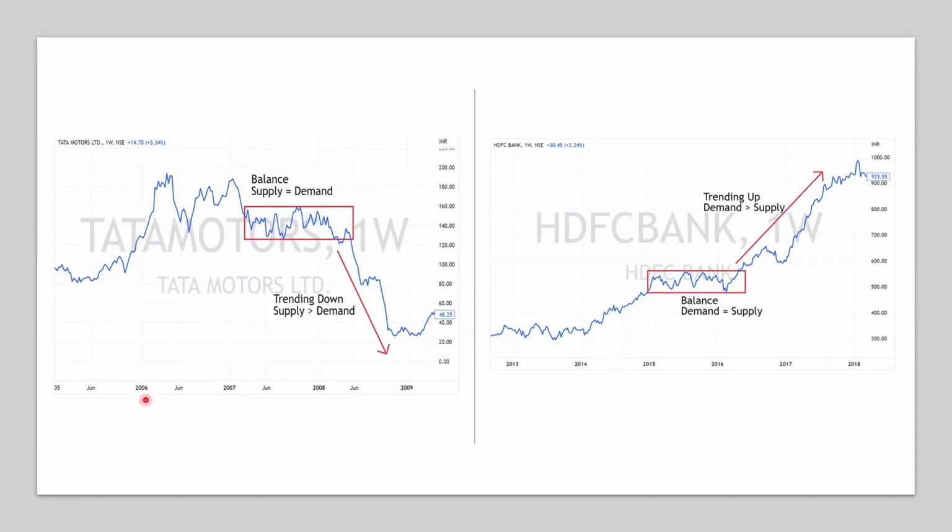So over here we have some real examples. This is a chart of Tata Motors on a weekly time frame. Here you can see that from 2007 up till mid of 2008, prices actually did nothing. They stayed in this range of 130 to 160, and they just moved up and down, up and down, up and down.